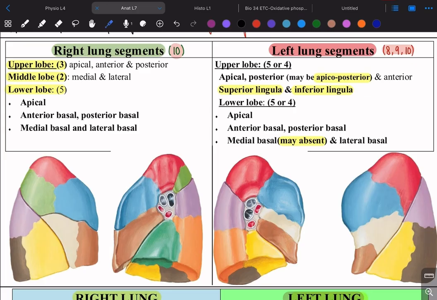The medial basal, this one, and then the lateral basal, which is the orange one. Okay? So these are for the right lung. They're 10 segments, they're set, they don't change. Okay? Now let's move to the left lung.